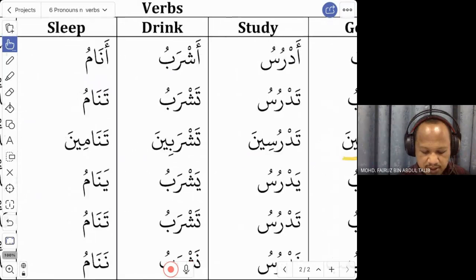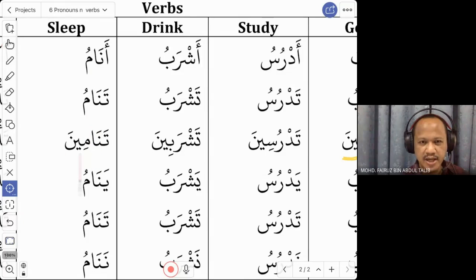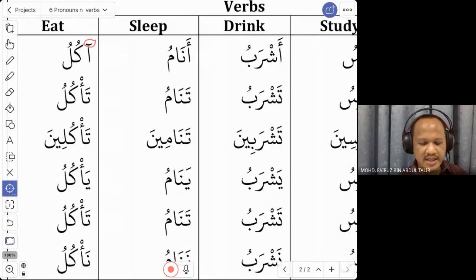So when you hear this in the end, you know it is for a female. And the next one is to sleep. Ana anam, anta tanam, anti tanam. The same word, tanam, but you end it with in: tanamin. Anti tanamin, you sleep, for female, okay?